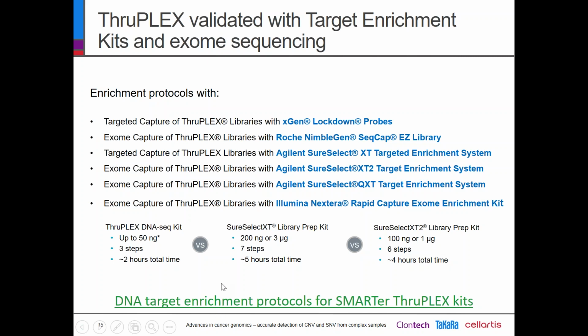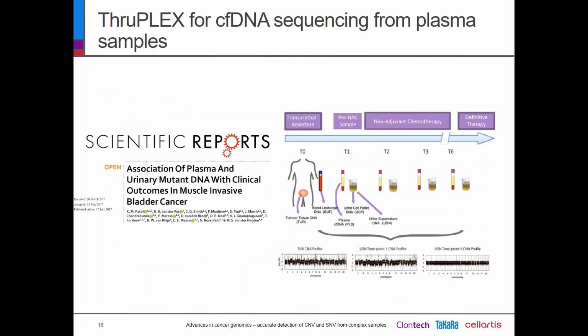I also put here in green the link on our website where you can find more information and all the dedicated protocols for target enrichment used with our ThruPlex kits.